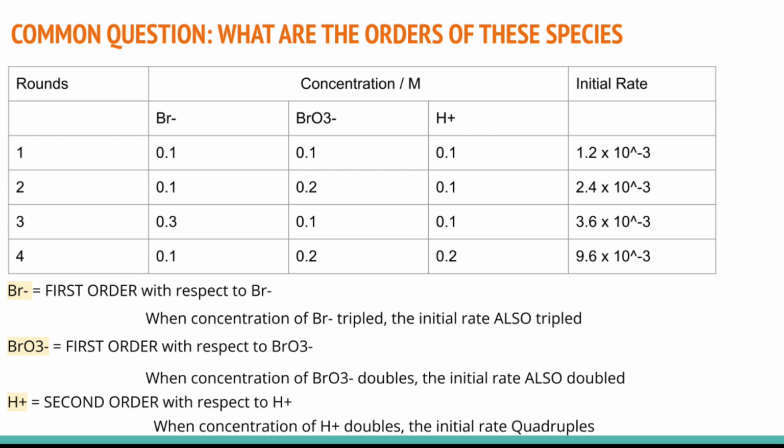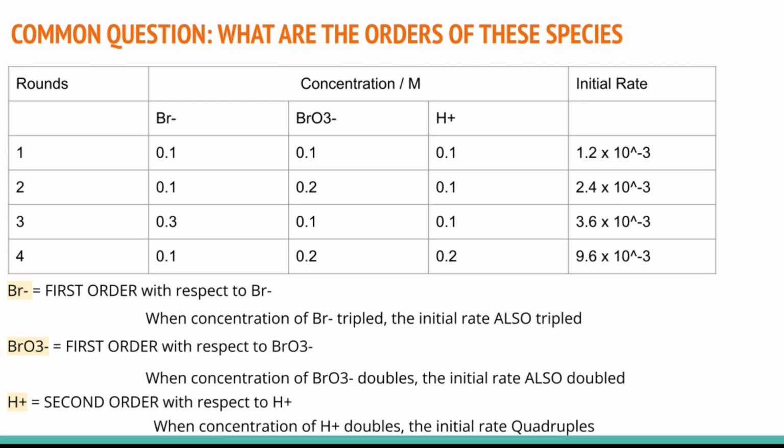So that means starting with 1.2 times 10 to the minus 3, and since bromate doubles, this means since it's a first order, the rate will also double to 2.4 times 10 to the minus 3. However, in the fourth experiment, the initial rate is not 2.4 times 10 to the minus 3. Instead, it is 9.6 times 10 to the minus 3. That means that hydrogen ion has an effect, and that means the order of hydrogen ion is not zero order, because otherwise the rate would be 2.4 times 10 to the minus 3.